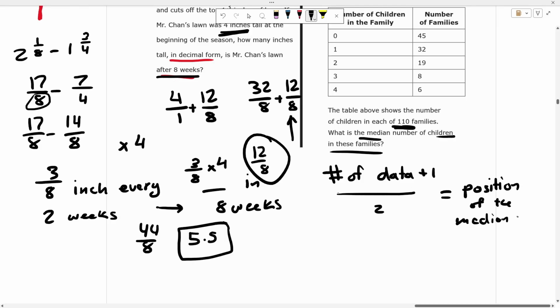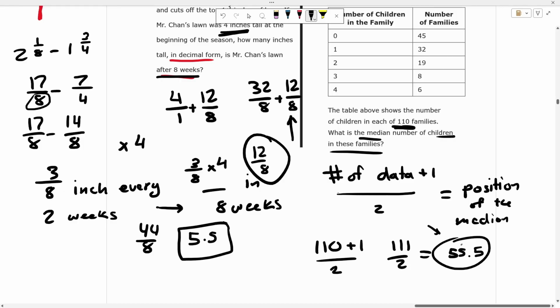Okay? So in this case, we have 110 families, which means that there's 110 pieces of data. All we do is we add 1 to that, and we divide it by 2. So that's going to be 111 divided by 2, which is equal to 55.5. So the 55.5 is the position of the median within the data set.